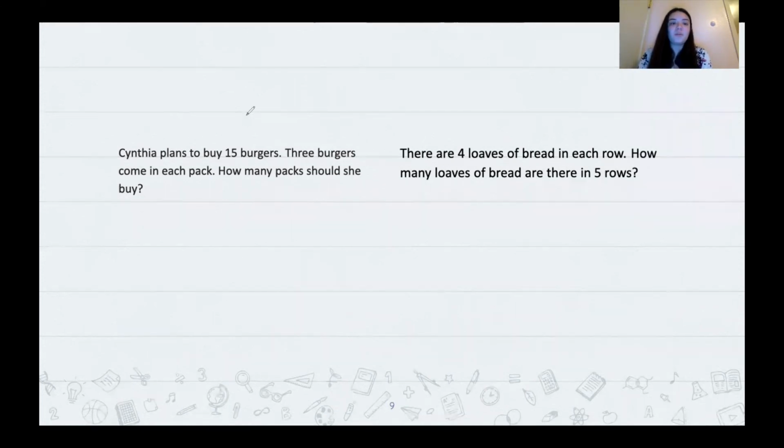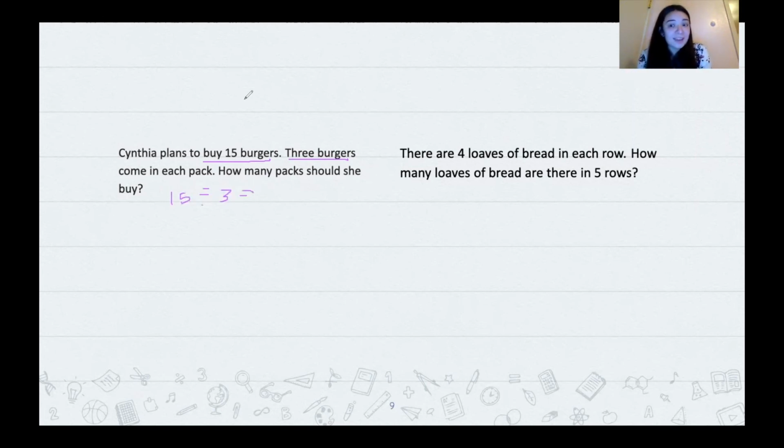So for this problem, again, I'm going to underline important pieces of information. So there are 15 burgers, 3 burgers are in each pack, and they want to know how many she should buy. So we have to divide them into packs. So we're going to use division here. I have 15, because I have 15 burgers in total, divided by 3 burgers in a pack. So we need to figure out how many packs she needs.